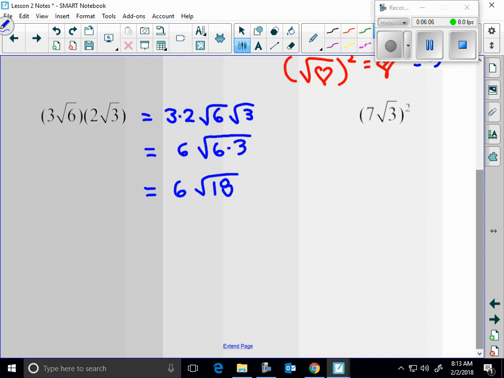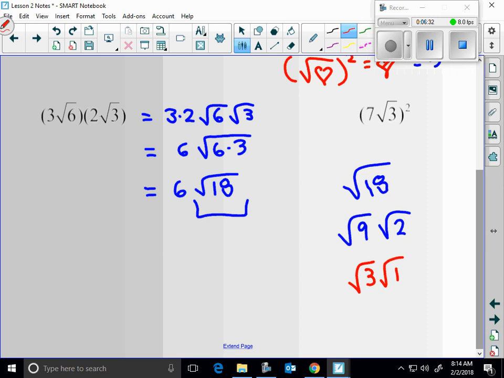But why is this not done? What can I do to the square root of 18? Square root what? 9 and 2. Now, I don't know what the heck this is. I saw this happen yesterday. Some kid said, oh, I can simplify that. What? No. There's a reason we use perfect squares. What's the square root of 9? 3. And the square root of 2, we don't know, and we're not going to try to know.